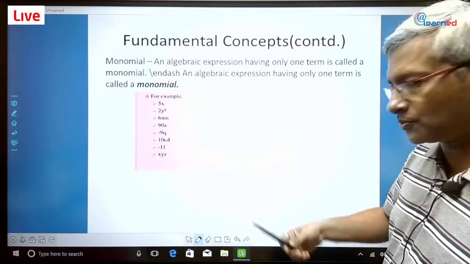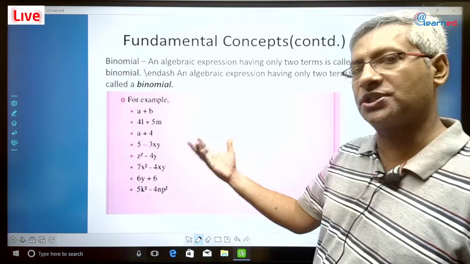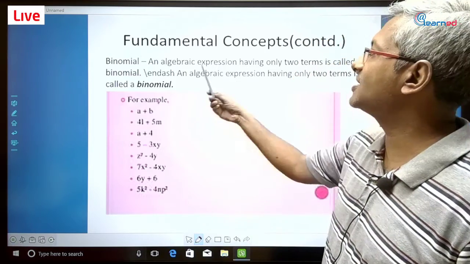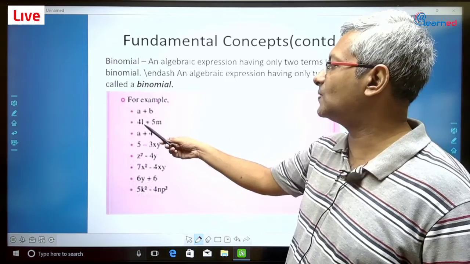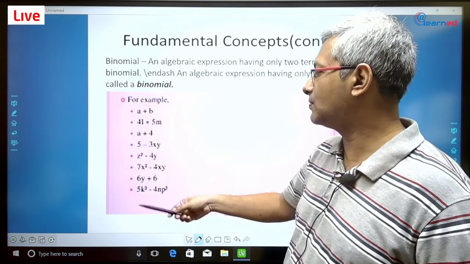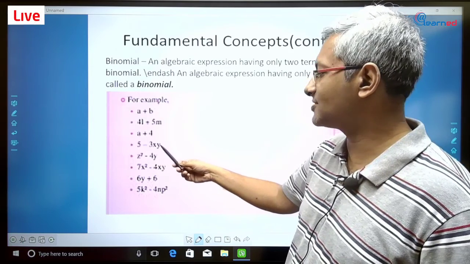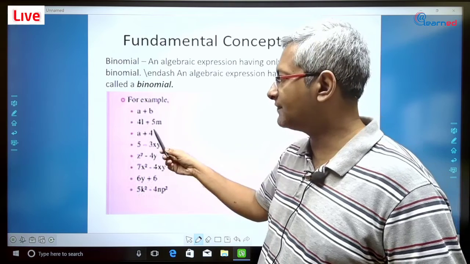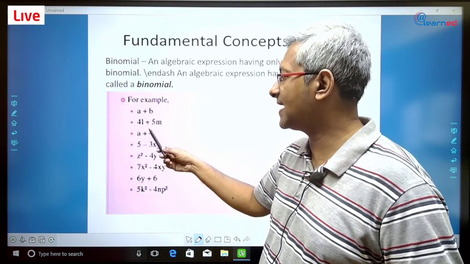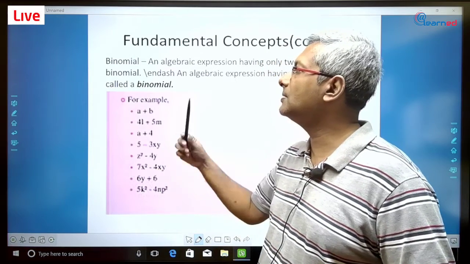Now we will go on to binomials. What are binomials? Of course, binomials have two terms. An algebraic expression having only two terms is called a binomial. Examples: a plus b, 41 plus 5m, a plus 4, z squared minus 4y, 5 minus 3xy. These are all binomials. We have two terms separated by either a plus or a minus symbol.